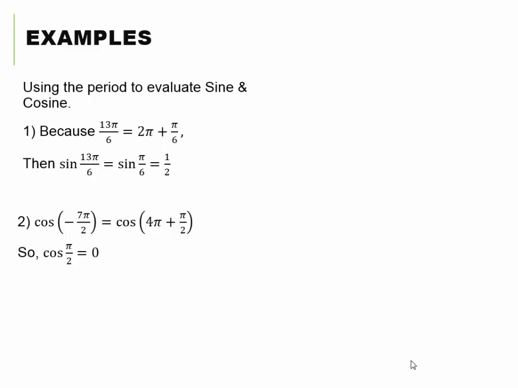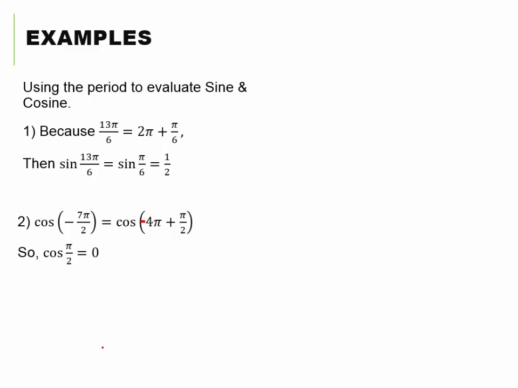Cosine, same thing. Now look at this one. Cosine of negative 7 pi over 2, that would be a negative 4 pi plus pi over 2. Okay, that has the same position. Is that right? Yes, that's the same spot. Because that would be negative 8 pi over 2, plus pi over 2, that's negative 7 pi over 2. Okay, I was right. So that has the same position.